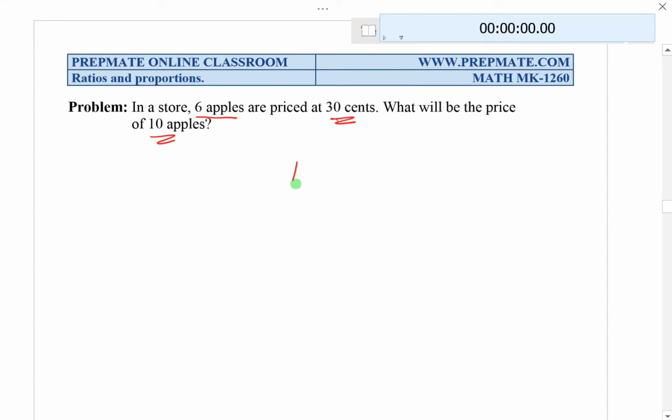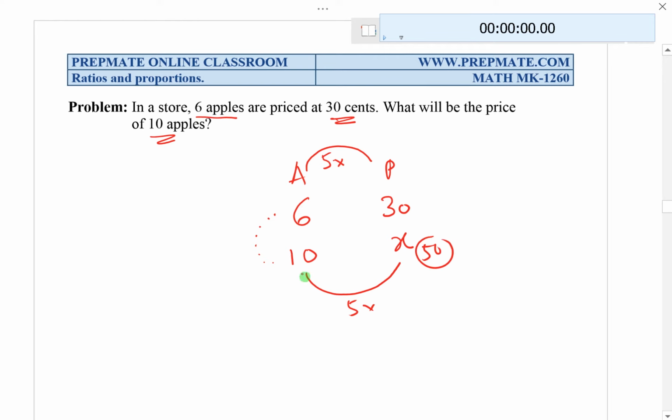So let's tabulate apples and price. 6 apples are going to be 30 cents. And then we need to buy 10 apples, and how much money would we have to pay? Now, we don't see any proportion here, but a proportion doesn't have to exist only this way. A proportion can also exist horizontally like this. For example, this is 5 times 6. 5 times 6 is 30, and therefore 5 times 10 is going to be 50. Therefore, the price of 10 apples is going to be 50 cents.